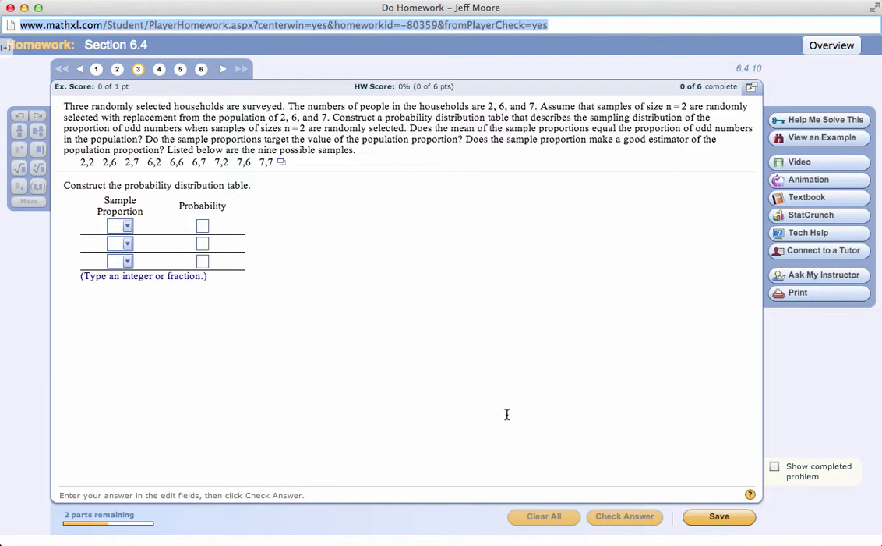Does the mean of the sample proportions equal the proportion of odd numbers in the population? Do the sample proportions target the value of the population proportions? Does the sample proportion make a good estimator of the population proportion?